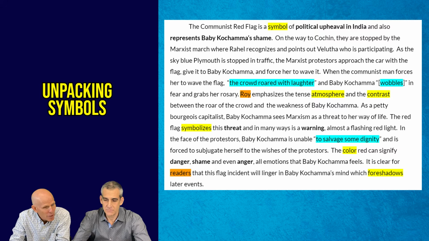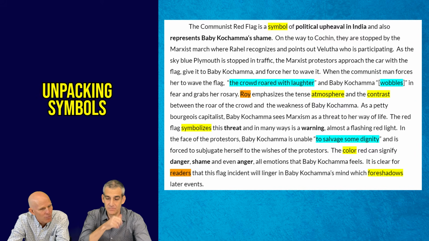As the sky blue Plymouth is stopped in traffic, the Marxist protesters approach the car with the flag, give it to baby Kochama, and force her to wave it. When the communist man forces her to wave the flag, the crowd roared with laughter, and baby Kochama wobbles in fear and grabs her rosary. Roy emphasizes the tense atmosphere and contrast between the roar of the crowd and the weakness of baby Kochama.